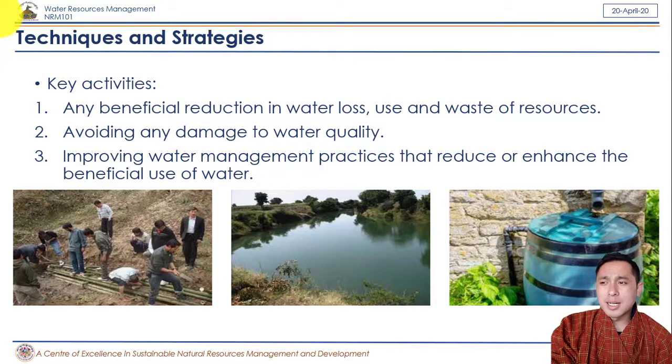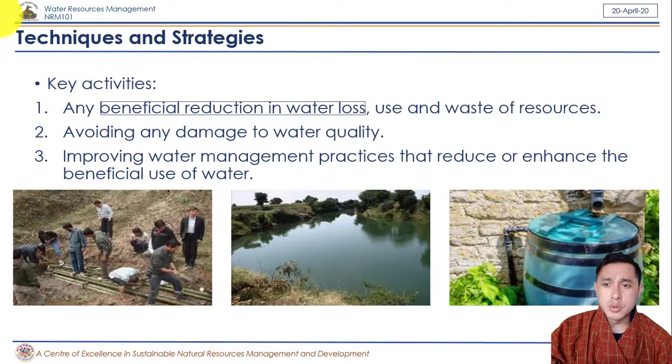These principles are being supported by different techniques and strategies, which again are aiming mainly at the reduction of water loss, use and waste of resources. Whatever activity that we are doing or carrying out in relation to water conservation should always look at reduction of water loss, reduction of water use, and reduction of waste of the water resources.